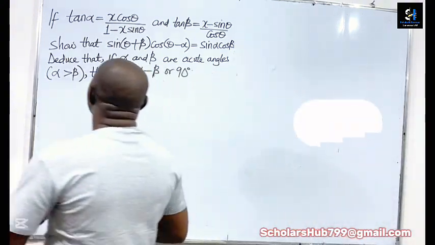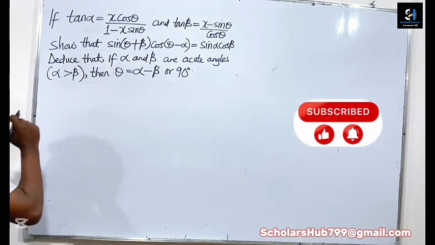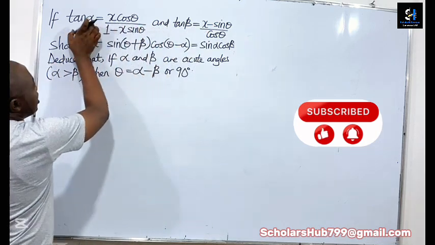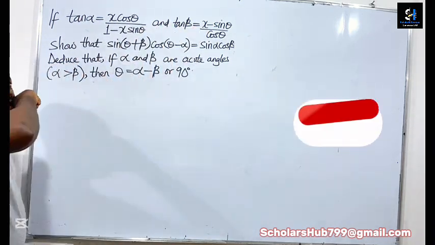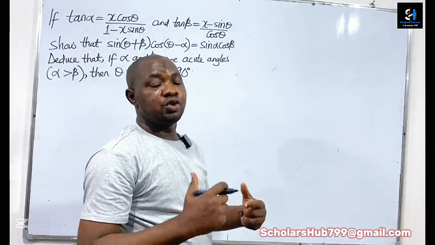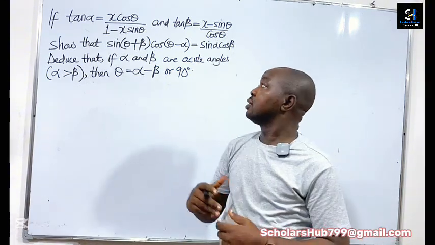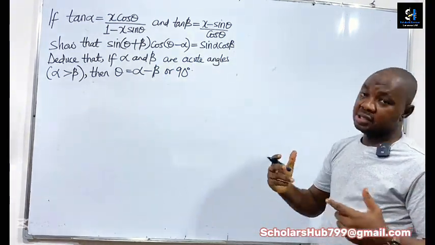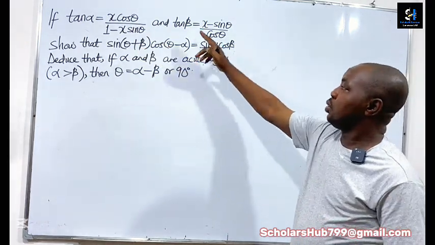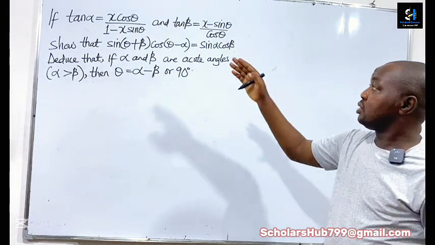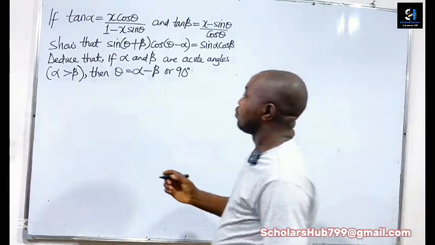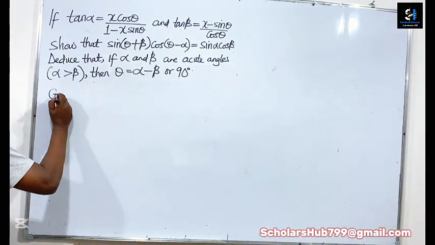Okay, so what I'm going to do first is write the expression for tan alpha and the expression for tan beta, and from each expression, I'm going to express x in terms of sin theta, cos theta, and tan alpha. That's using the expression for tan alpha. And I'll do the same thing with the second expression, which is that of tan beta. That is to make x the subject of the formula.